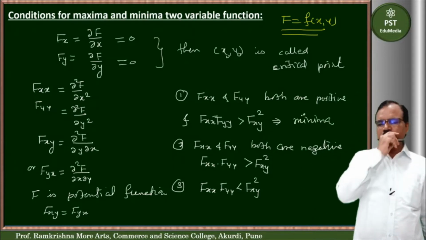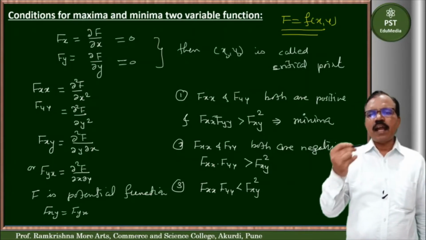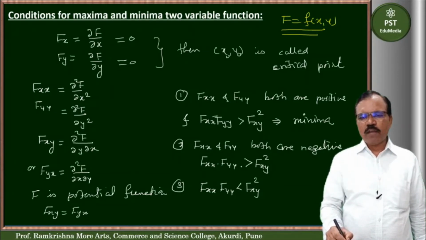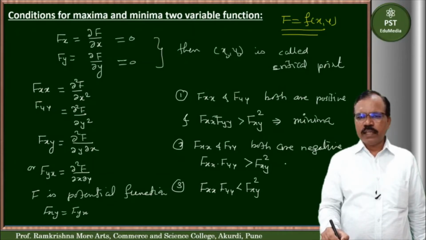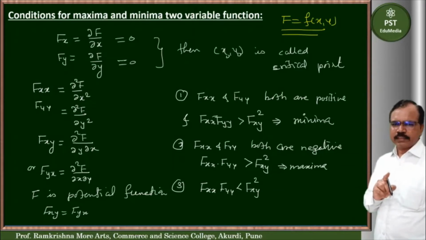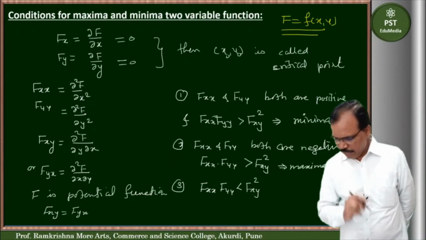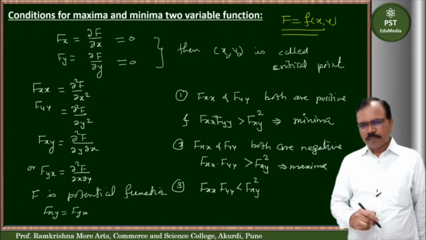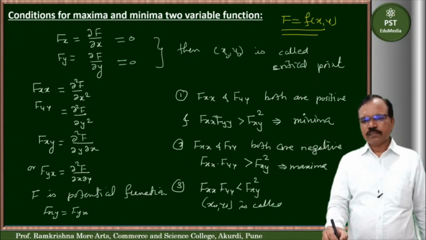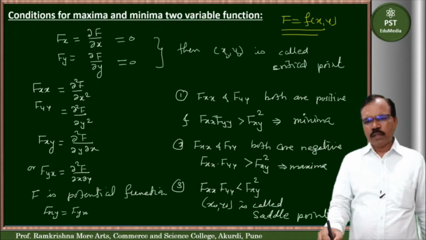Minima. So (x0, y0) is a minima. If fxx and fyy are both negative, and fxx into fyy is greater than fxy square, it is called maxima. And if fxx into fyy is less than fxy square, then (x0, y0) is called a saddle point.